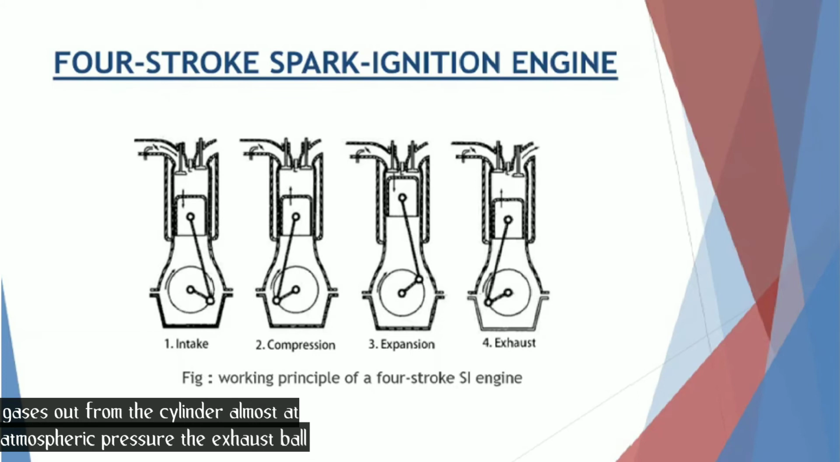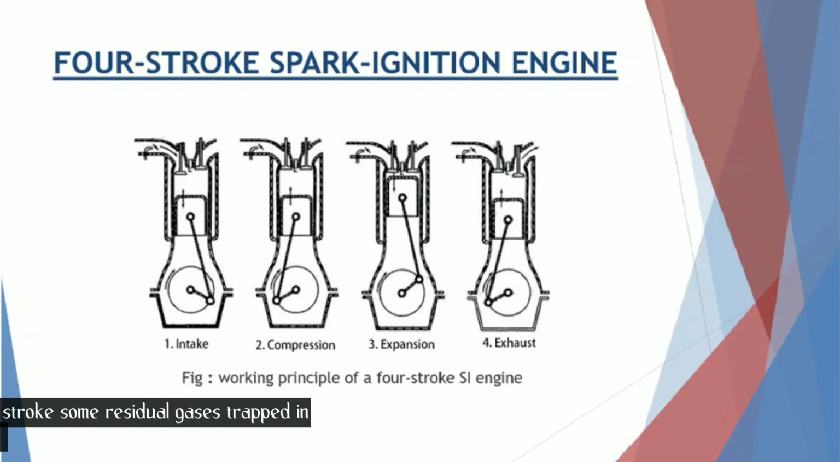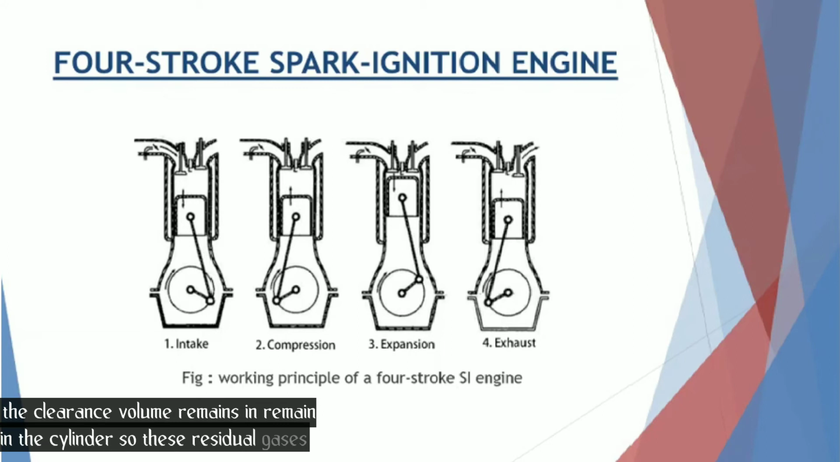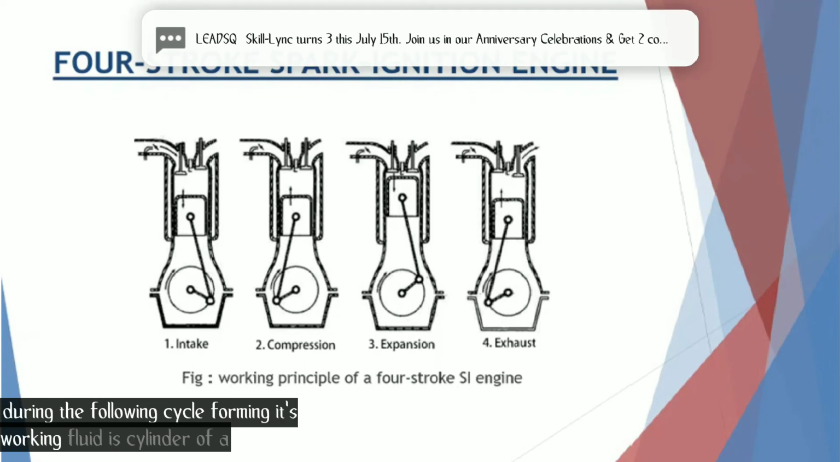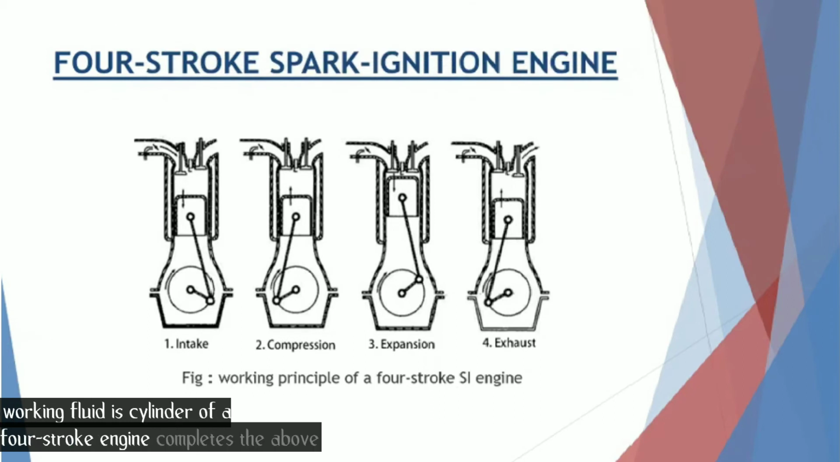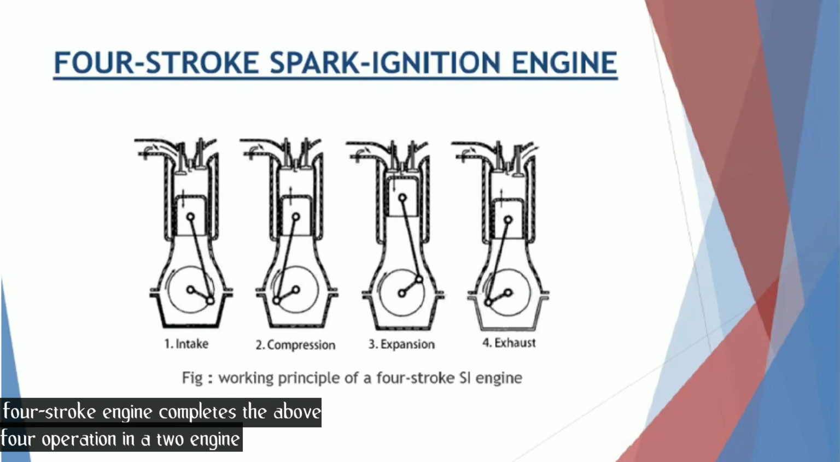The exhaust valve closes when the piston reaches the top dead center. At the end of the exhaust stroke, some residual gases trapped in the clearance volume remain in the cylinder. These residual gases mix with the fresh charge coming in during the following cycle, forming its working fluid. A cylinder of a 4-stroke engine completes the above 4 operations in 2 engine revolutions.